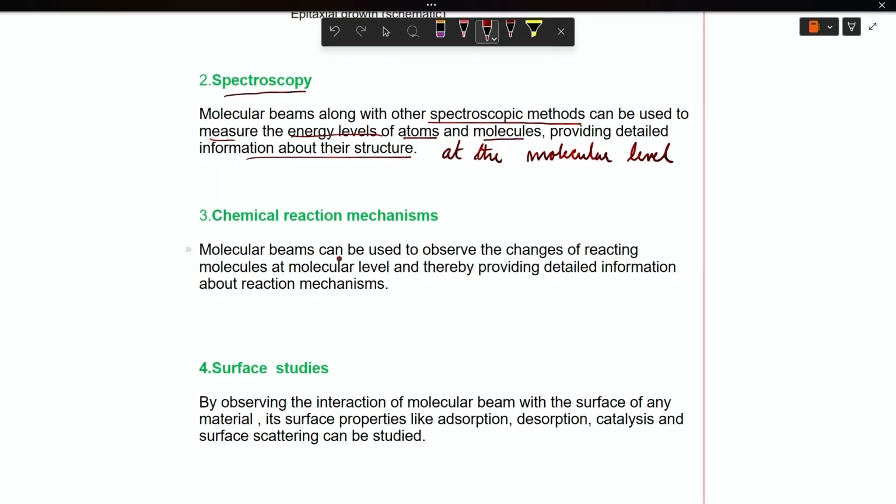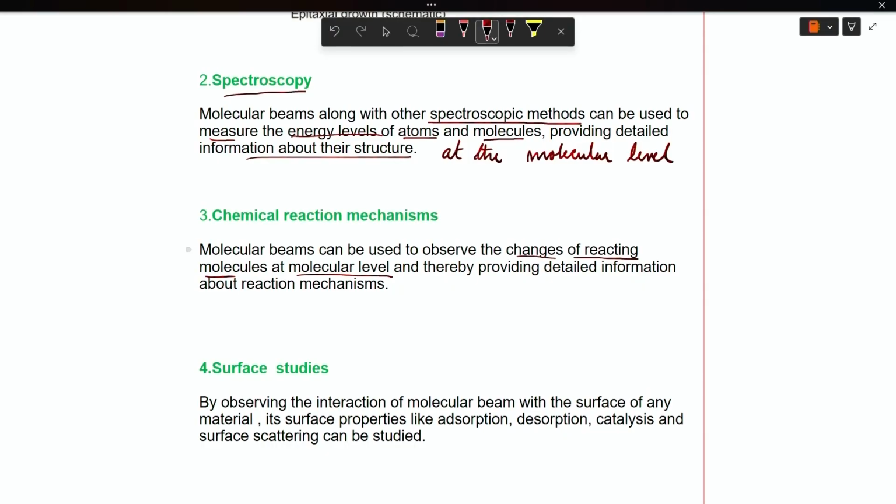Okay. Next is chemical reaction mechanism. We know that chemical reactions are reactions between atoms, ions or molecules. Molecular beams can be used to observe the changes of reacting molecules at the molecular level. It's very informative. Generally, we assume that the changes have taken place by getting the results or the products. Here it is not like that.